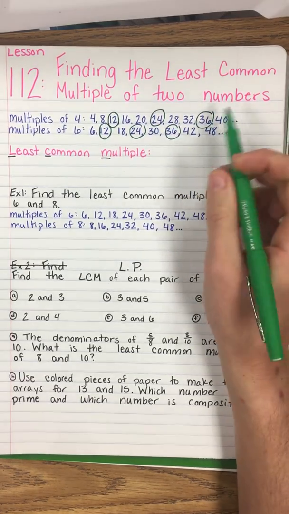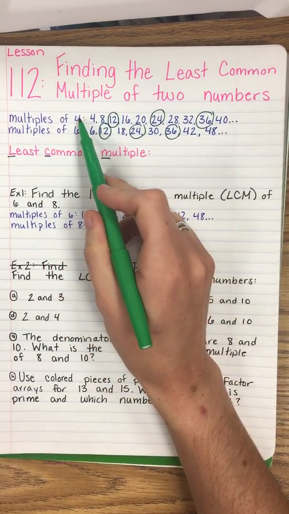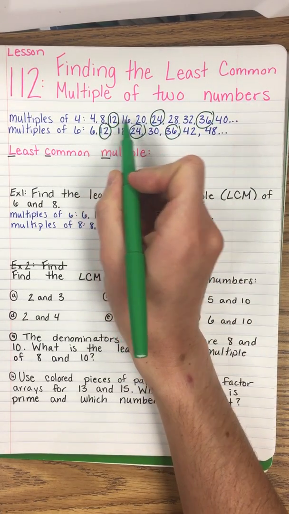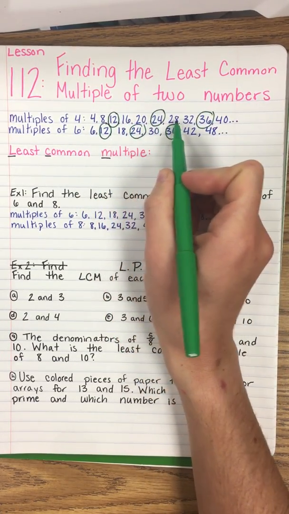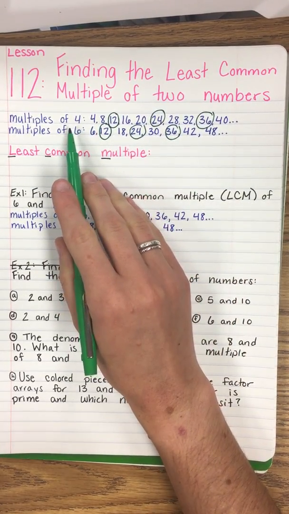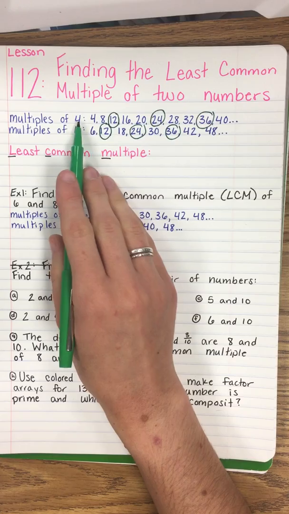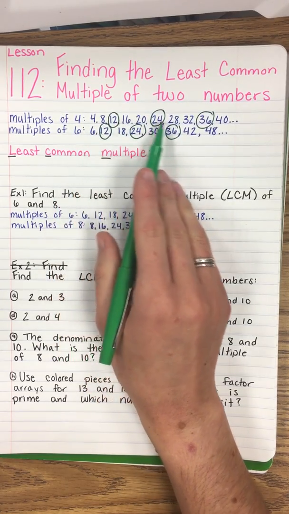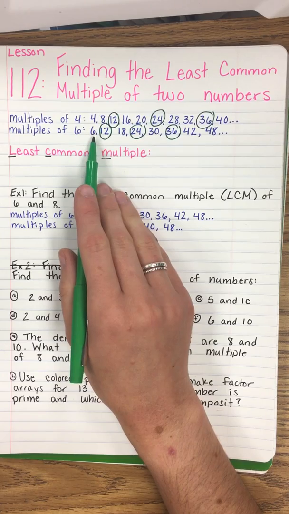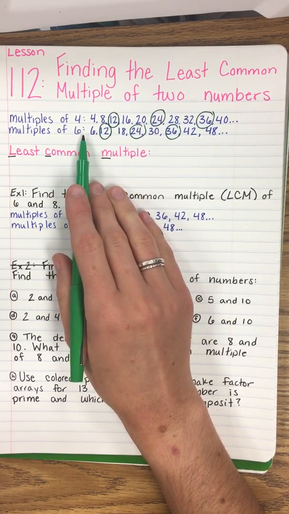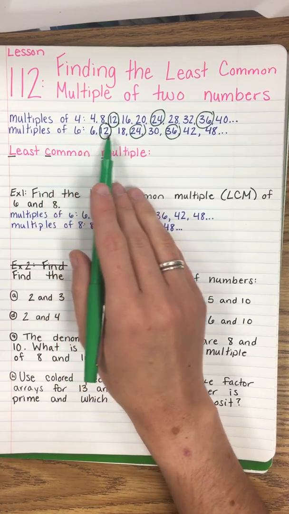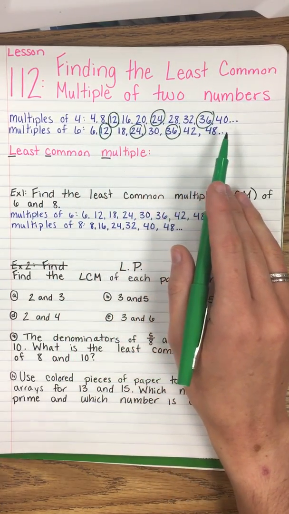Remember, multiples are numbers you get when you multiply. 4 times 1 is 4, 4 times 2, 3, 4 times 4, 4 times 5, 4 times 6, 4 times 7. So multiples are the numbers you get when you multiply 4 by anything; that's a multiple of 4. Same with 6. 6 times 1 is 6, 6 times 2 is 12. So multiples of 6 are 6. When you multiply 6 by anything, you get a multiple of 6.